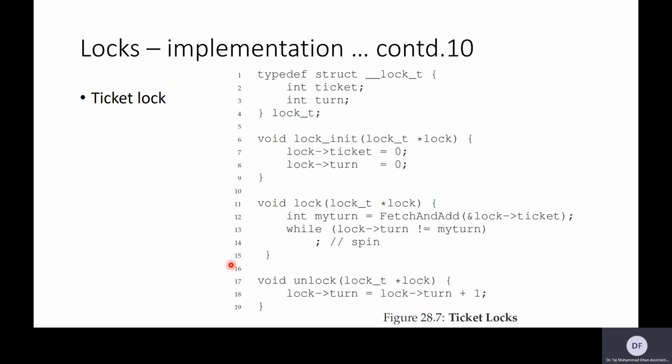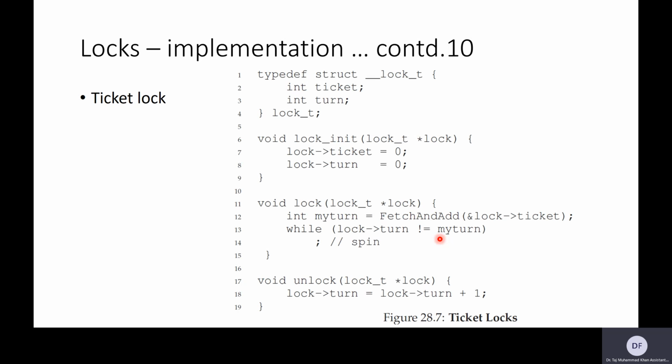The third thread was also waiting for the lock. It will see that lock arrow turn has become 1, but my turn is 2. Okay, so it will see that my turn has still not come. So it will continue spinning and waiting for turn to become its turn, which it will get because after finishing the critical section, the second thread will also release the lock, increment the value of turn, and then the value of turn will become 2, and then the third thread would enter the critical section. So this is how a lock can be implemented using fetch and add instructions.